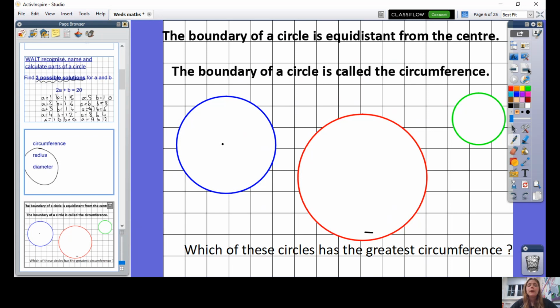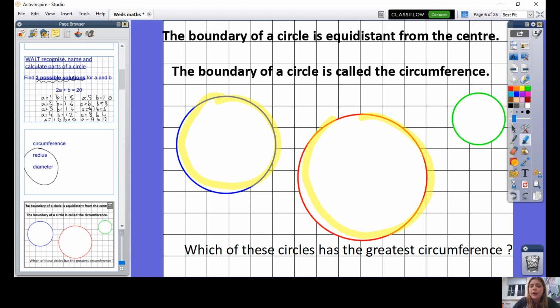Okay. The first word is circumference. The boundary of a circle, that's the outer limit or the line around the outside of a circle, is always equidistant from the centre, by which I mean the same distance away from the centre. The boundary of a circle is called the circumference. So that's our first word, circumference. The outside of a circle is the circle's circumference.